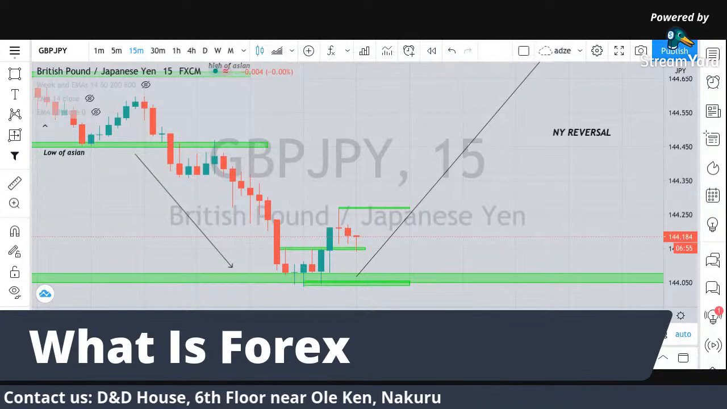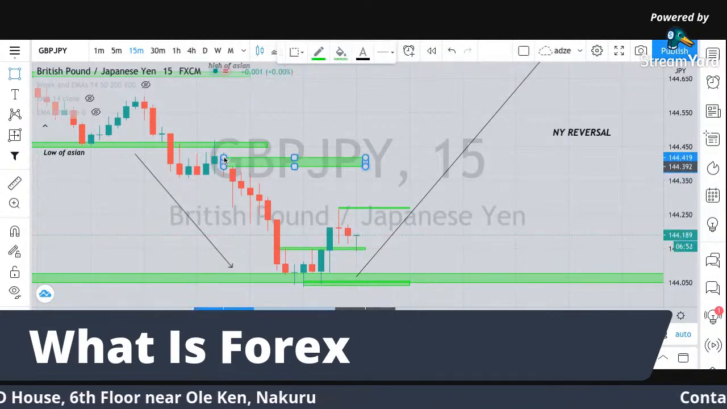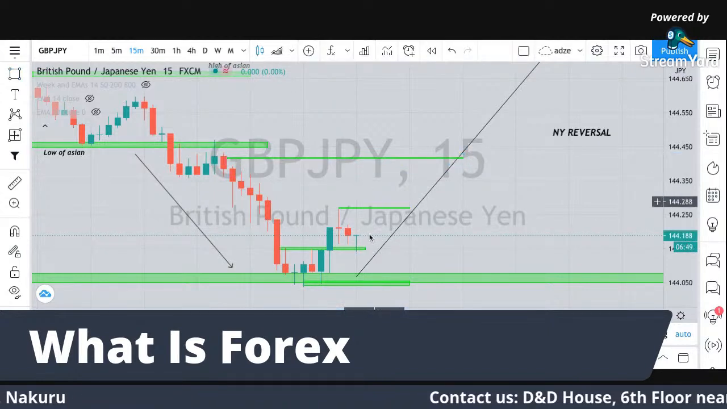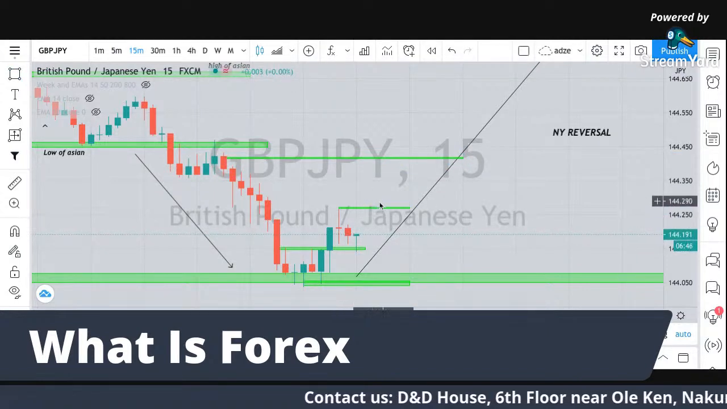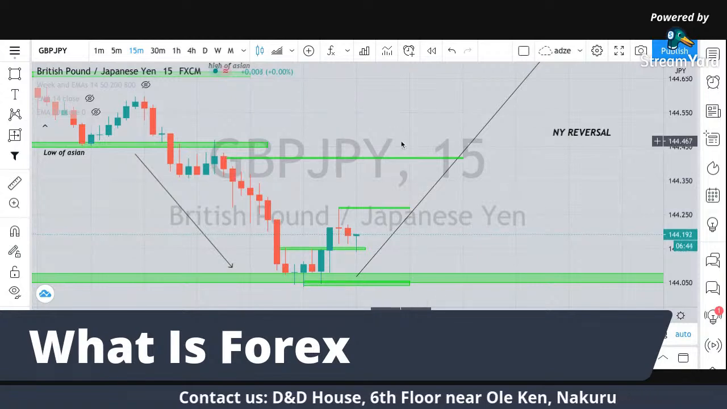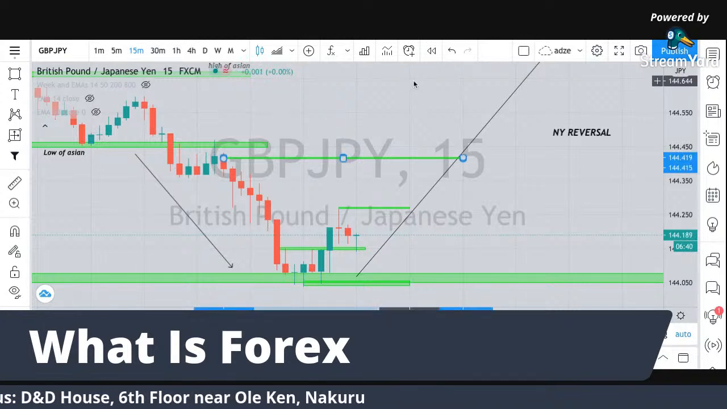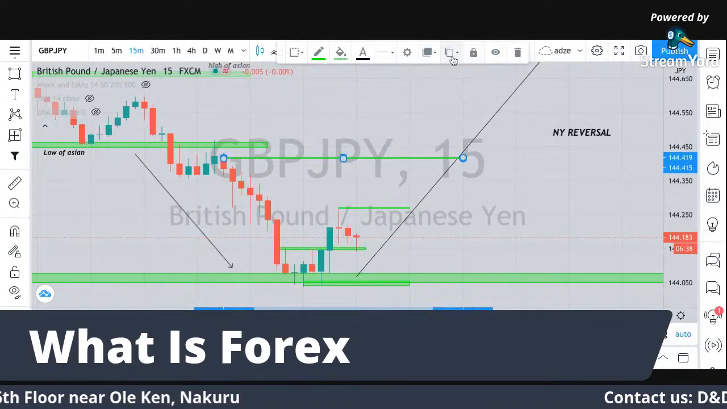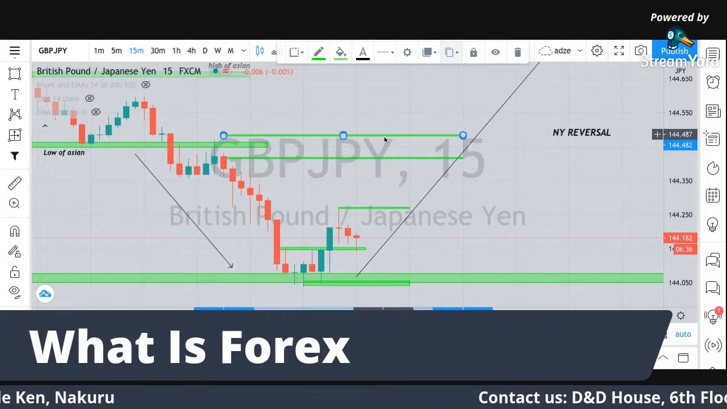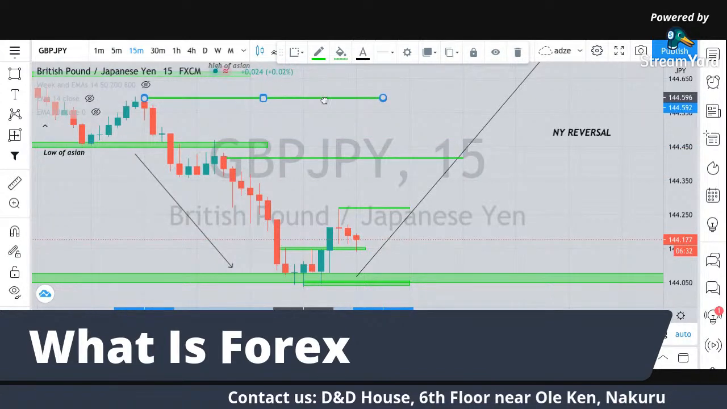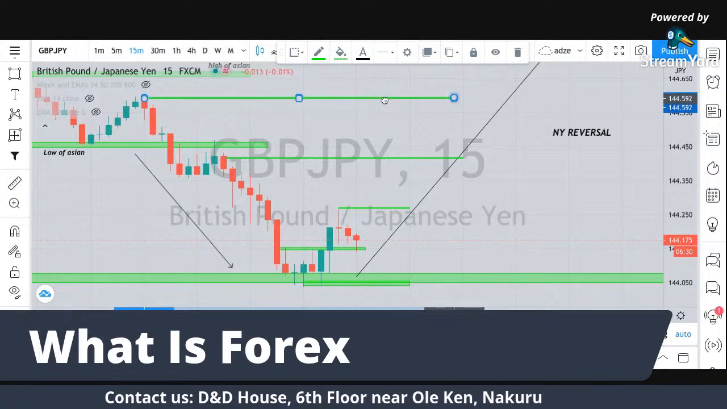Then like that, price will just move in a fractional base like this. So you'll find that price will break this high and then consolidate a little bit, break this one, consolidate a little bit, break this one, break this particular high, and then consolidate a little bit.